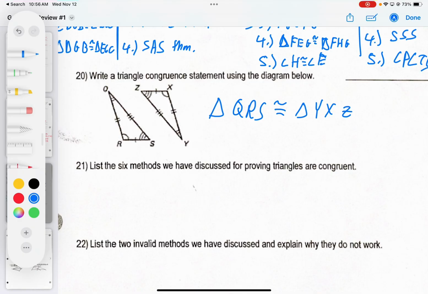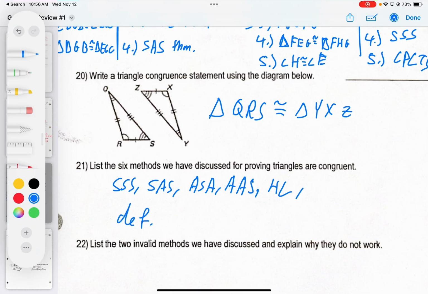Six methods to prove triangles congruent. We talked about five for a long time, but there is indeed a sixth, and it's what Julia was talking about. So there's side-angle-side, side-side-side, angle-side-angle, angle-angle-side, HL, and then the last one, no. Whoa! You can't prove triangles congruent by CPCTC.